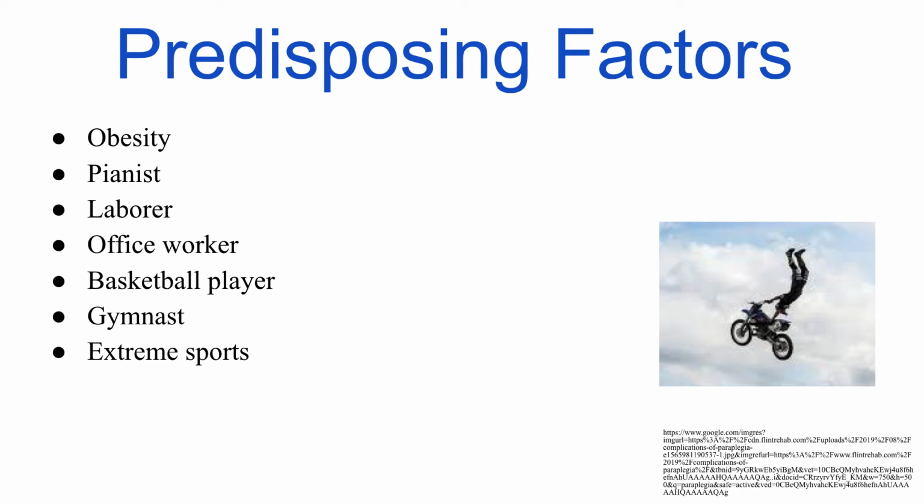Predisposing factors. Obviously I already said obesity, pianist, office worker, laborer, basketball player because they do a lot of extension, gymnast, same thing, and extreme sports. You can imagine how overuse it is from operating a dirt bike. If you ever rode one of those, it's a lot of extension, so it can happen in those athletes, but very rare because they are so fit. Still, it can happen over time, especially in an older population that's riding the bike. Can happen most definitely.